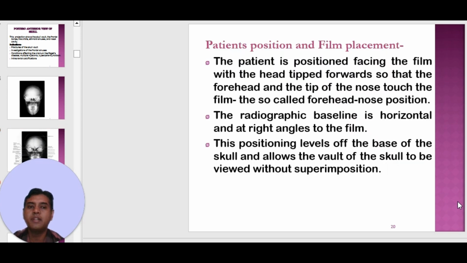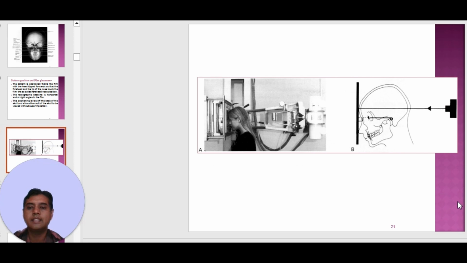The patient is positioned facing the film with the head tipped forwards so that the forehead and tip of the nose touch the film, the so-called forehead-nose position. The radiographic baseline is horizontal and at right angles to the film. This positioning levels the base of the skull and allows the vault of the skull to be viewed without superimposition. And this is the placement of the cassette and patient positioning.